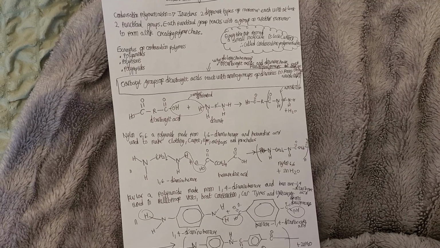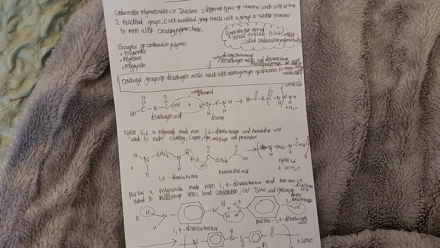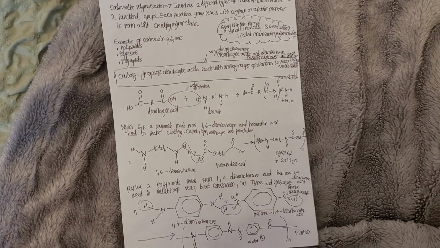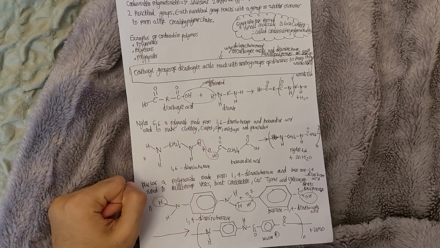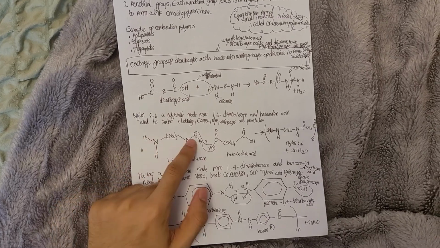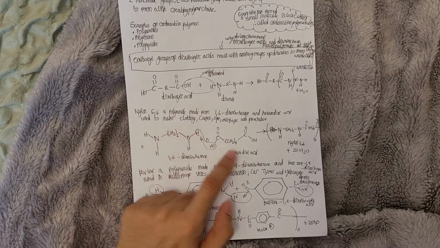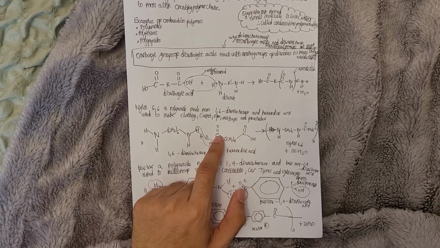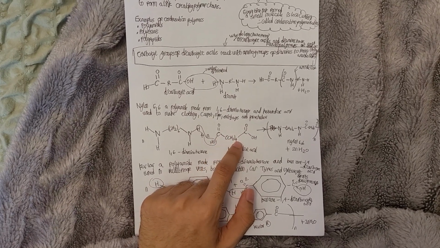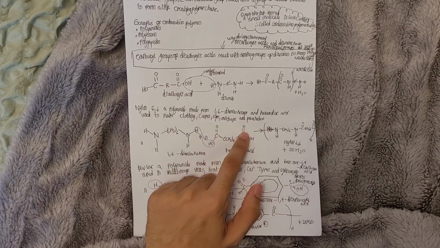Nylon 6,6 is a polyamide made from 1,6-diaminohexane and hexanedioic acid, used to make clothing, carpet, rope, airbags, and parachutes. You don't need to know all the uses, but just a couple. 1,6-diaminohexane, so I'm going to have H2N, then because it's hexane, CH2 chain, plus your hexanedioic acid, HOOC. I've already got a carbon here, so it's not going to be six CH2, I've already got two carbons there, so I need 4 to get overall 6, CH2, COOH.